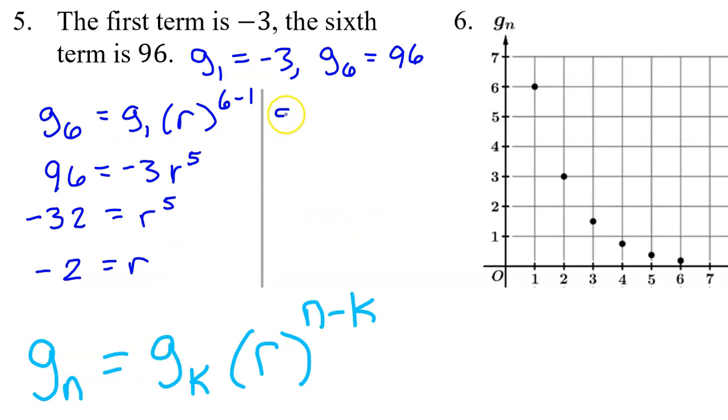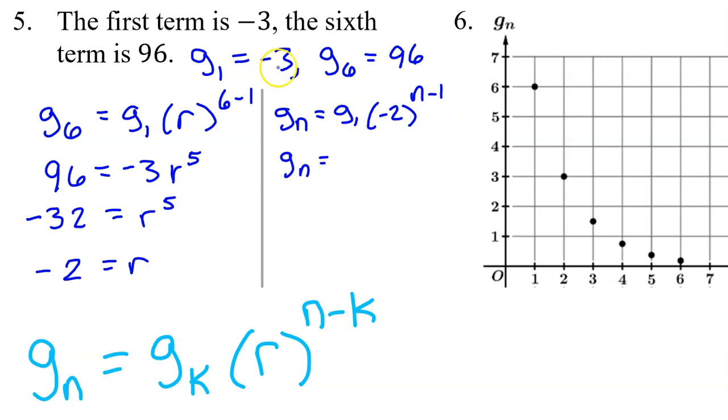Now we can write the equation for Gn. We will leave G1 right here in the front, but now we know that r is -2. So we will have -2 to the n minus k power, so that'll be the n minus 1 power.